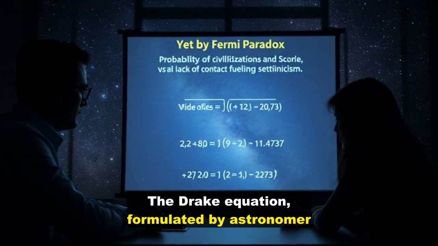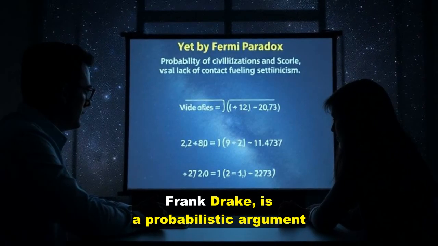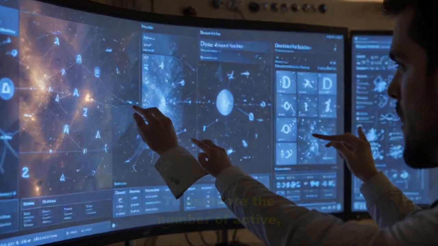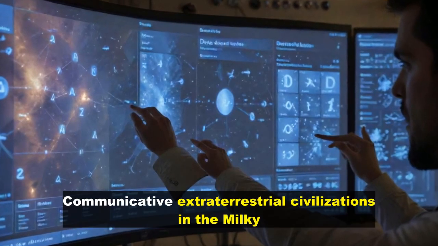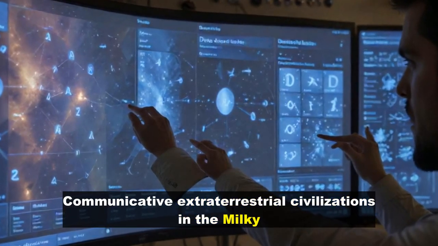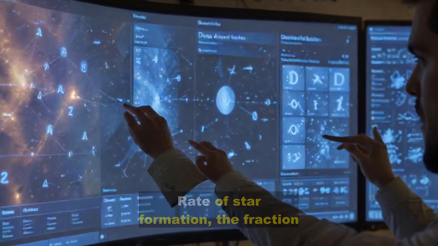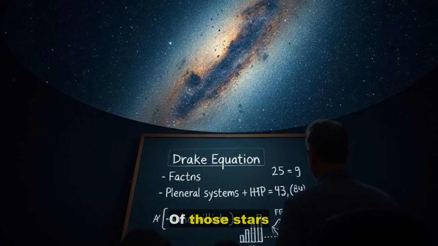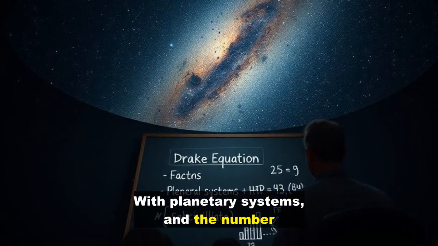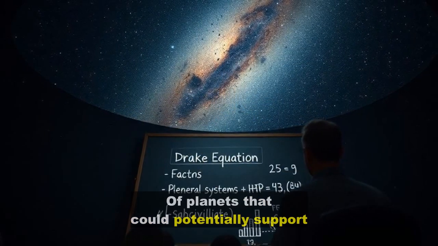The Drake equation, formulated by astronomer Frank Drake, is a probabilistic argument used to estimate the number of active, communicative extraterrestrial civilizations in the Milky Way galaxy. It considers factors like the average rate of star formation, the fraction of those stars with planetary systems, and the number of planets that could potentially support life.